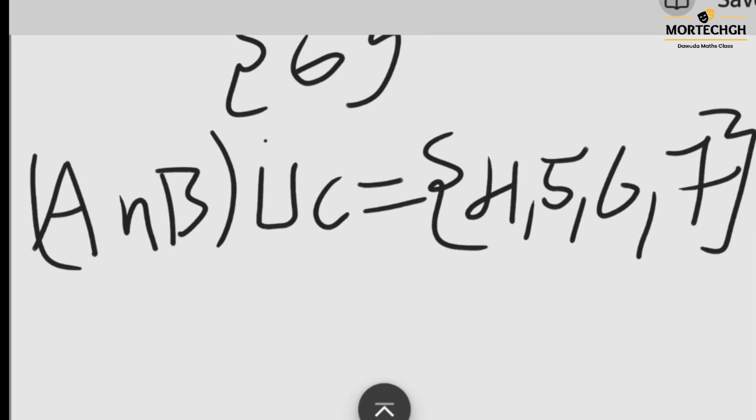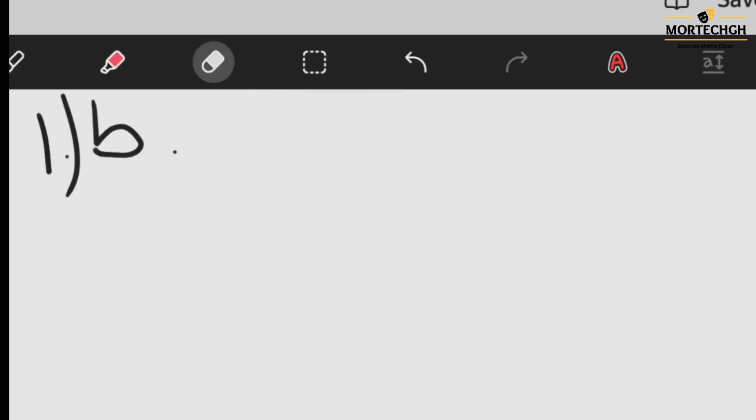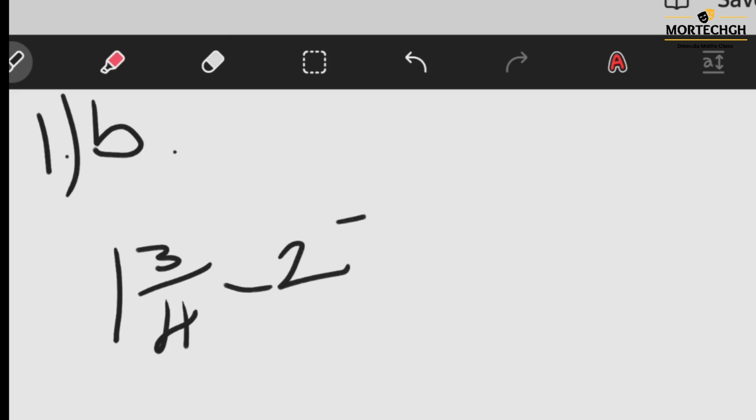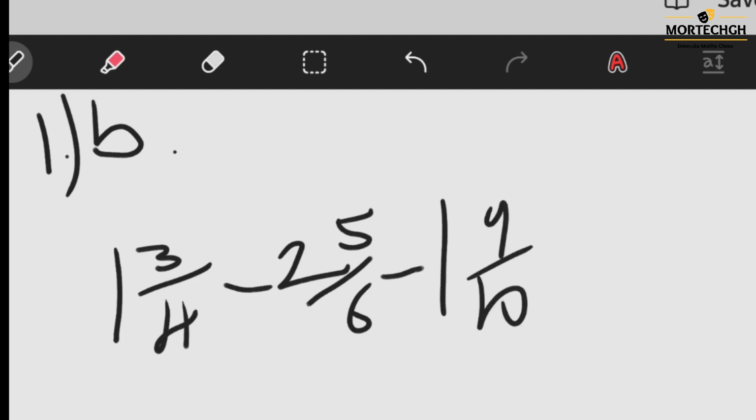A intersection B union C is equal to a set having elements 4, 5, 6, and 7. Question 1b. Simplify 1 3/4 minus 2 5/6, right? Minus 1 9/10 plus 4 7/8.